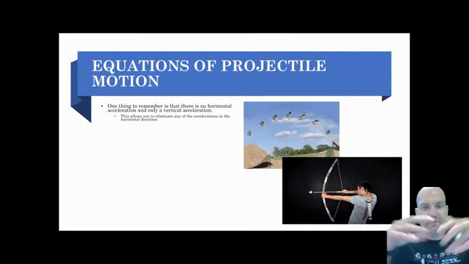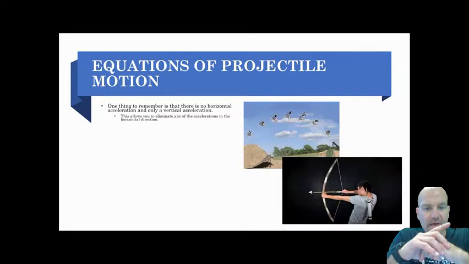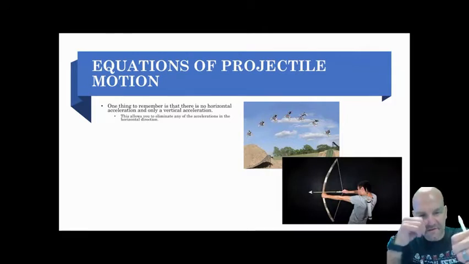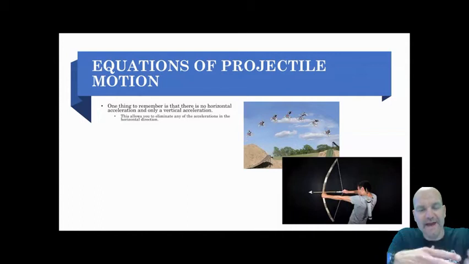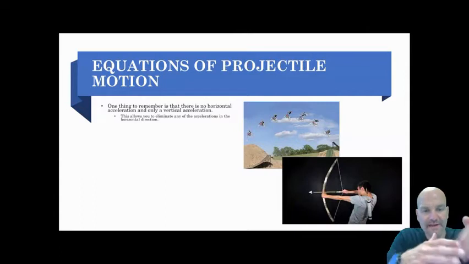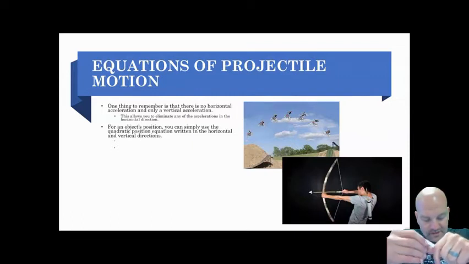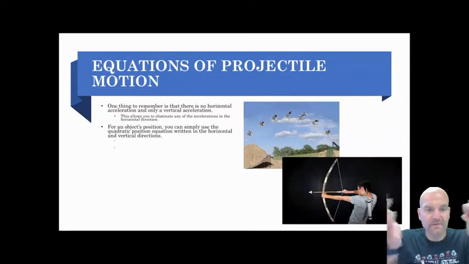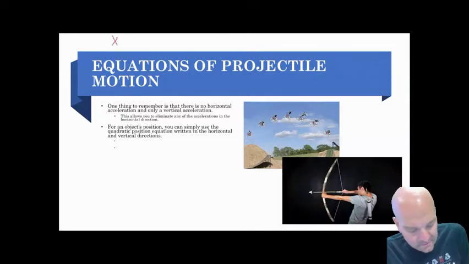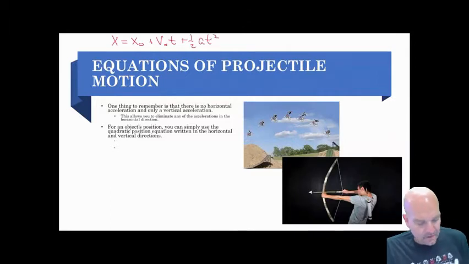Here we'll talk about the equations real quick. One thing to remember is that there's no horizontal acceleration and only a vertical acceleration. So what that allows us to do is rewrite the equations in the X and Y directions, where in the X direction we simply say the acceleration is 0. Any part that has acceleration goes away. For an object's position, you can simply use the quadratic equation written in the horizontal and vertical directions. That quadratic, remember, is x equals x0 plus v0t plus 1/2 at squared. If I write this in the X direction, I can eliminate anything to do with acceleration, so we get that equation of motion.